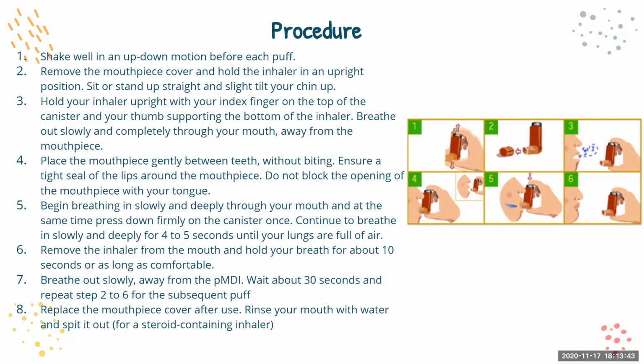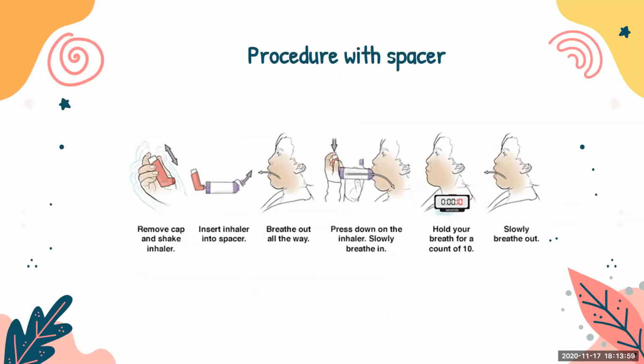So it is routine in all children to use a spacer, because with the spacer chamber we just need to push the inhaler into the chamber and then the child will breathe normally. The important thing is a tight seal. How do you know there is a tight seal? There is a valve, and you must see it moving as the child breathes. The valve must be moving.